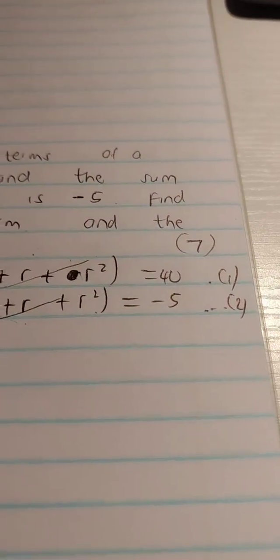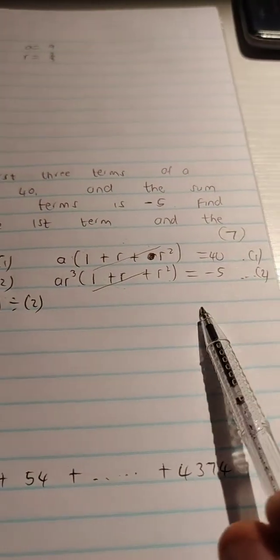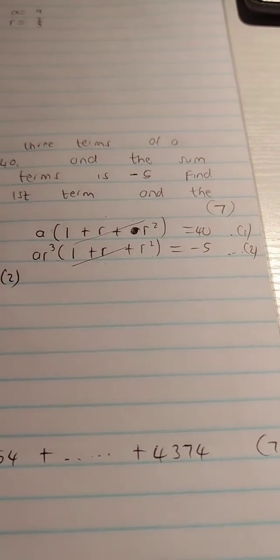Okay, so for our geometric sequence, we divide the two equations that we have set up in order to eliminate. All right?